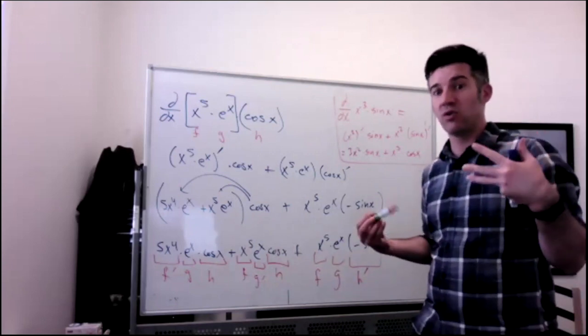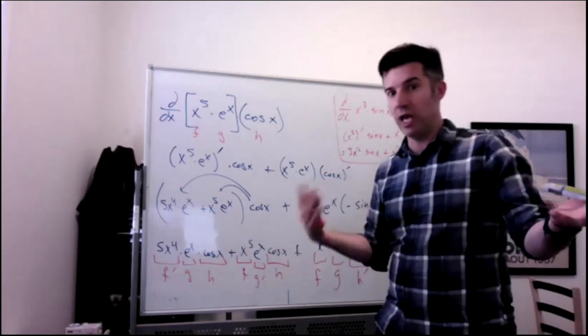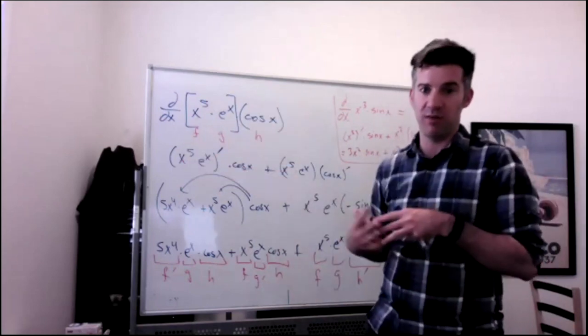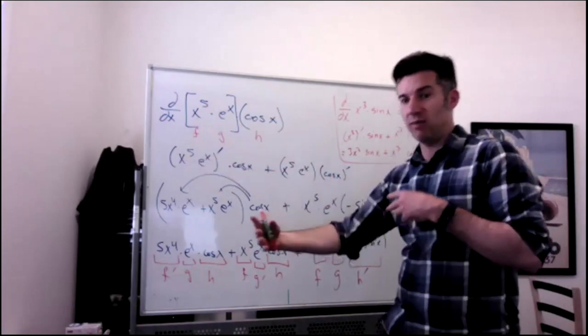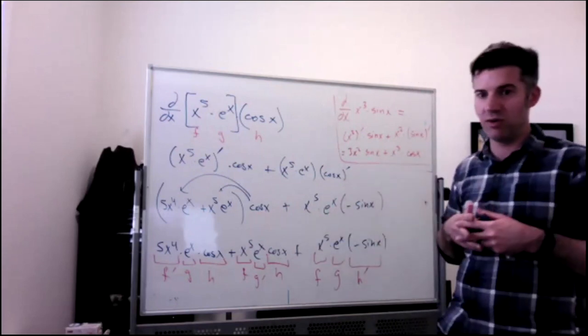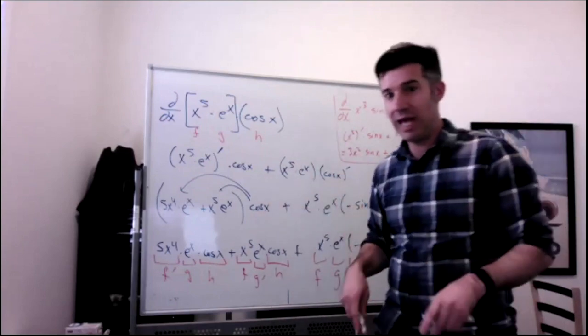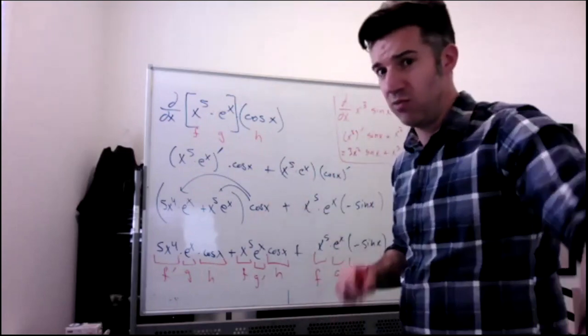And the same thing is true if you have more pieces. If it was 4 pieces, if it was f, g, h, j, you'd have f prime times the other 3 things, plus g prime times the other 3 things, plus h prime times the other 3 things, plus j prime times the other 3 things. So you always get one derivative and all the other not derivatives multiplied together. And that's definitely going to be important when we talk about the chain rule.